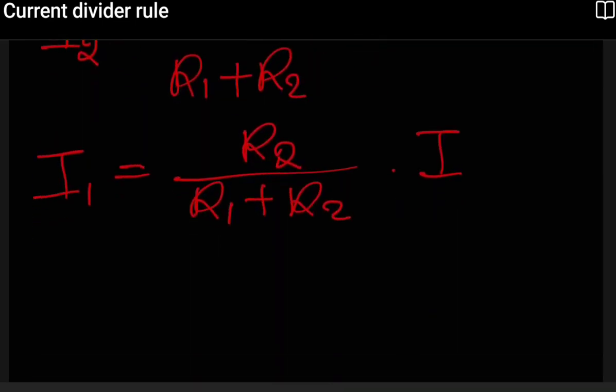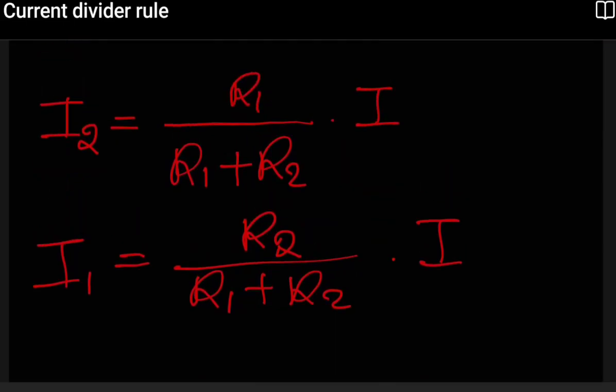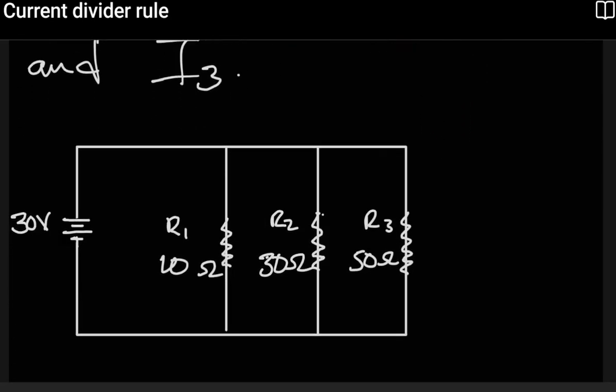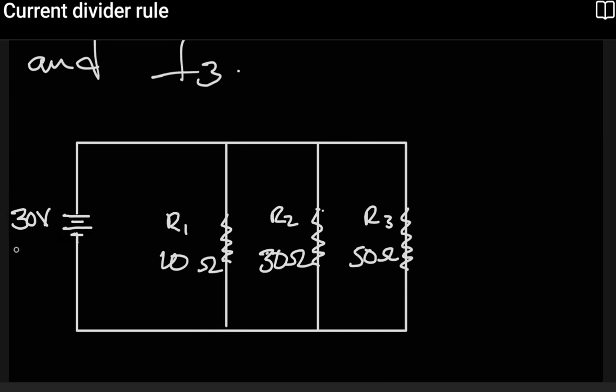Now with this, let's look at one simple example before we mention one more thing. In this example, we want to determine what I1, I2, and I3 are. So this is the circuit. We have a 30-volt power source. R1 is 10 ohms. R2 is 30 ohms. R3 is 50 ohms. I1, of course, is the current going in this line. I2 is the current going in this line. And I3 is the current going in this line.